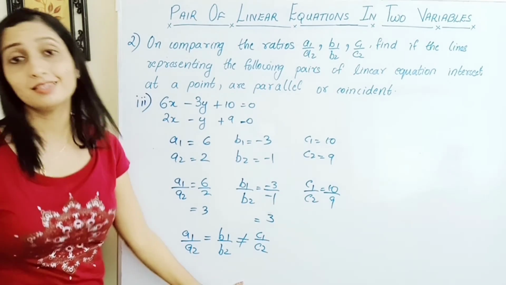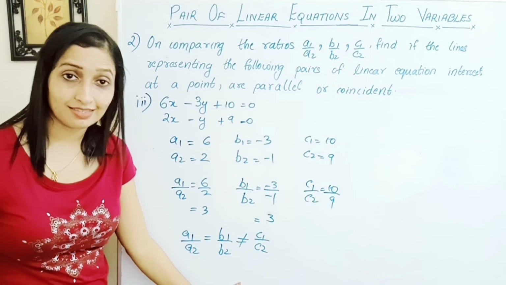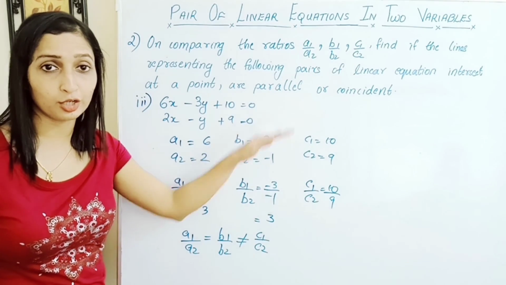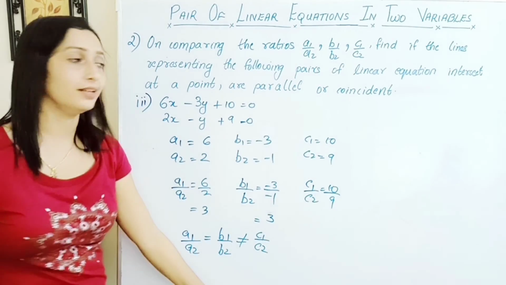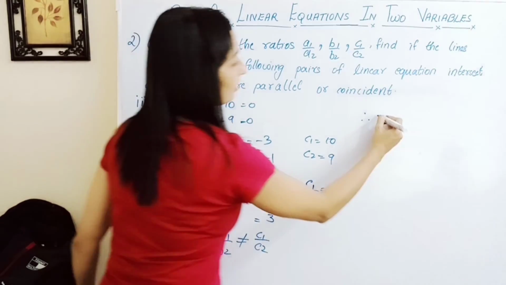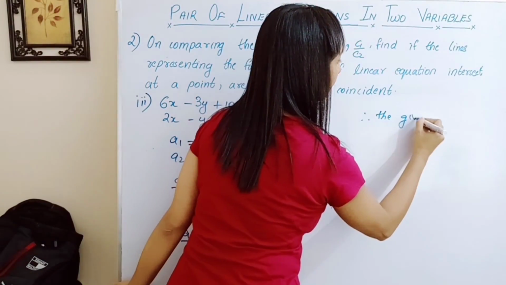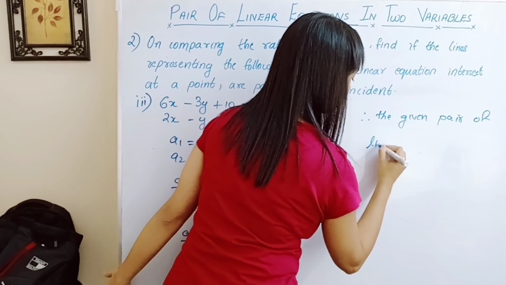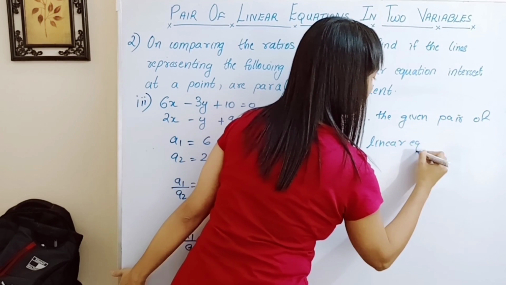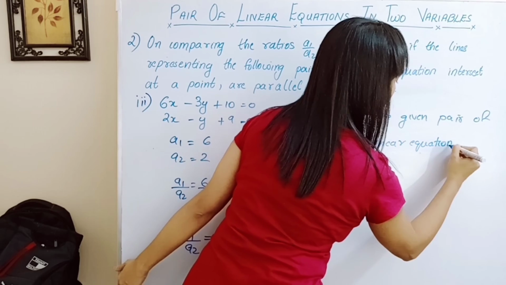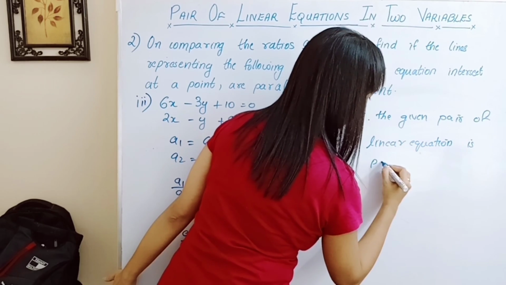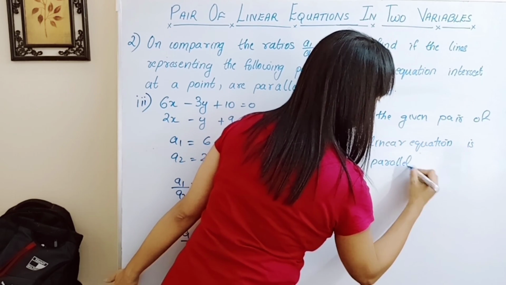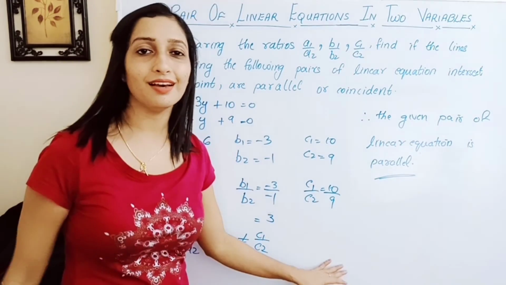Now what does this relation tell us? It says that the given pair of linear equations is parallel. So how do you write the answer? The given pair of linear equations is parallel. And this is our answer.